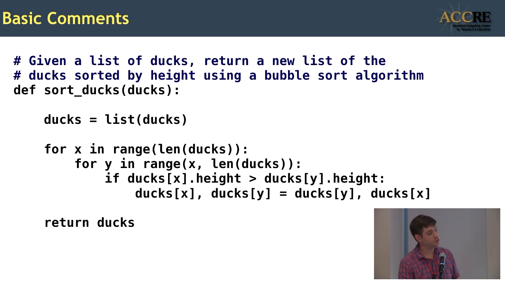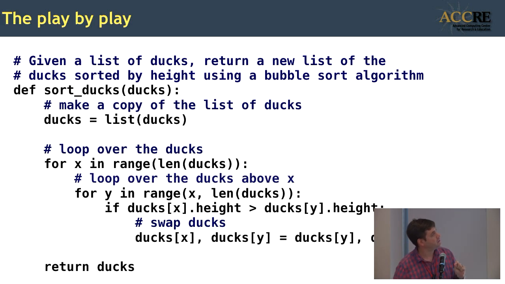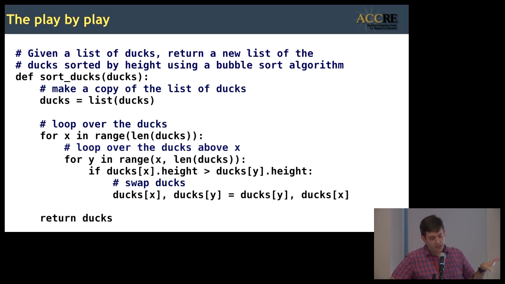But when people are told that they have to just add a lot of comments to their code, we get behavior like this. I call this the play-by-play. And a lot of times, if you tell new programmers that they gotta really well comment their code, well, then they'll say exactly what each statement does in English. Then we make a copy of the list of ducks, and we loop over the ducks, and we loop over the ducks above X, we swap ducks. And if you know Python well, this is just repeating the obvious.